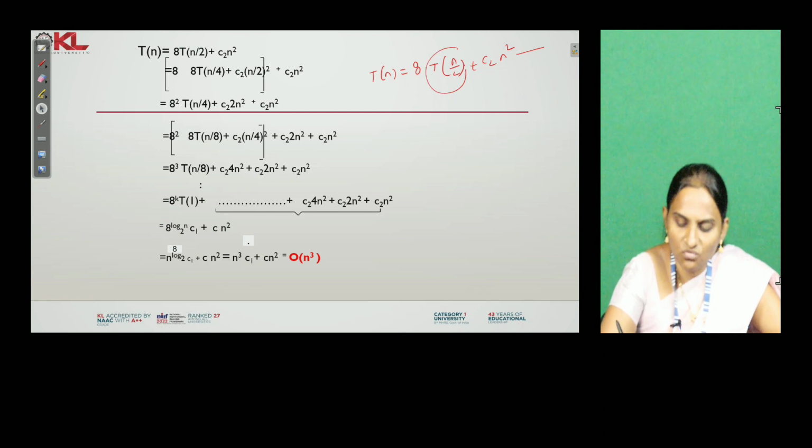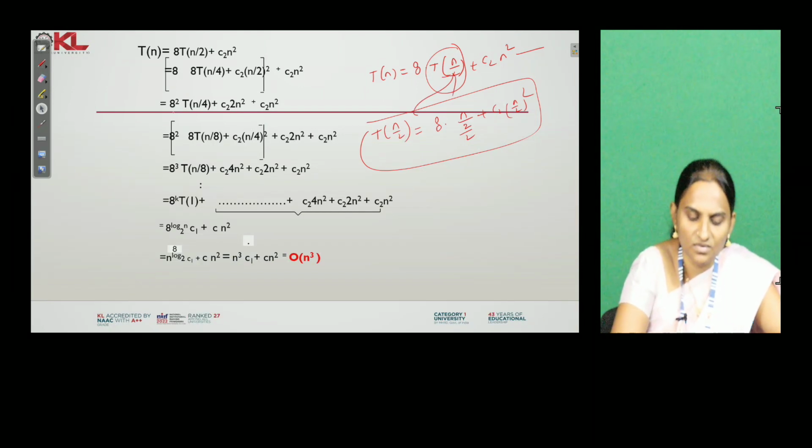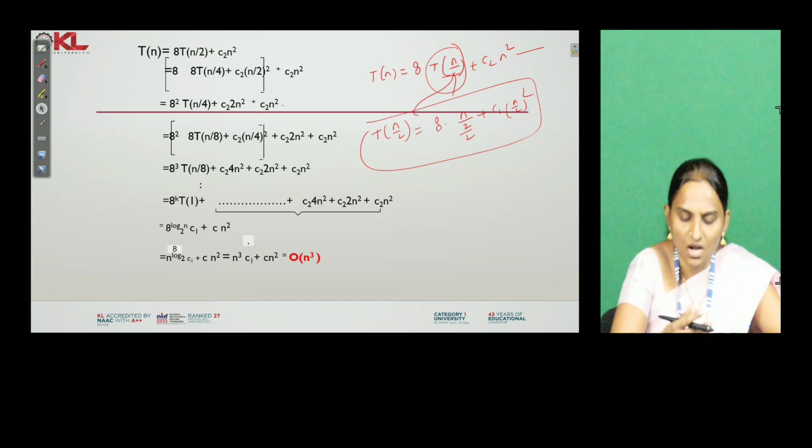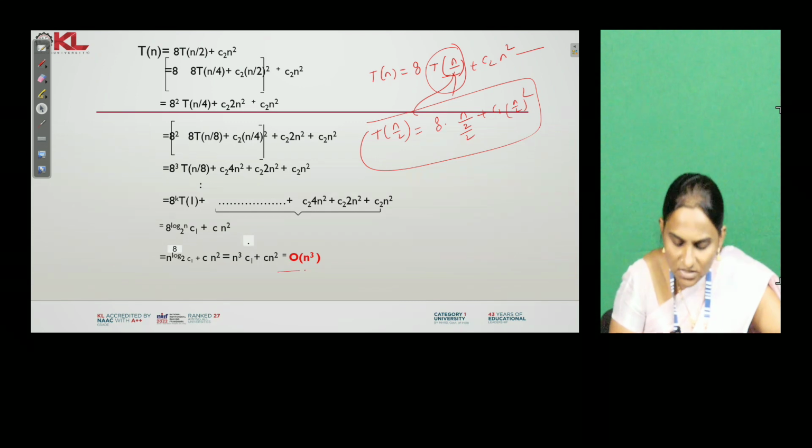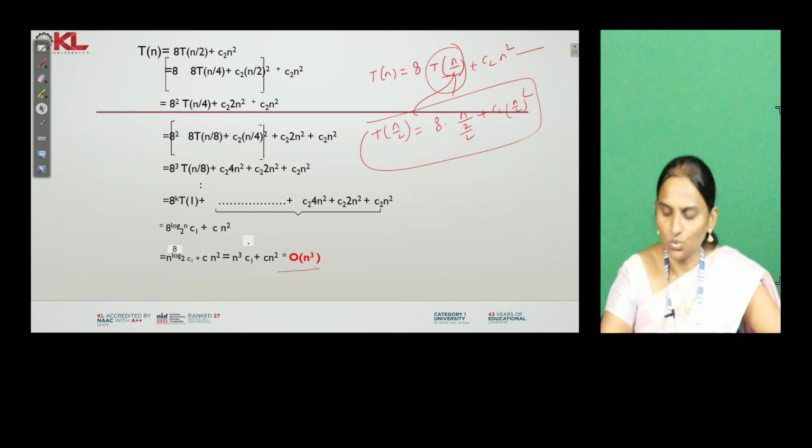So now we have to find out the T of n by 2 value. In place of n we substitute n by 2, then we will get 8 into T of n by 2 by 2 plus C2 of n by 2 whole square. This T of n by 2 value is substituted in T of n. Then we will get 8 square into T of n by 4 plus C2 2n square plus C2 n square, and so on substituting these. Then finally we will get the time complexity is order of n cube.